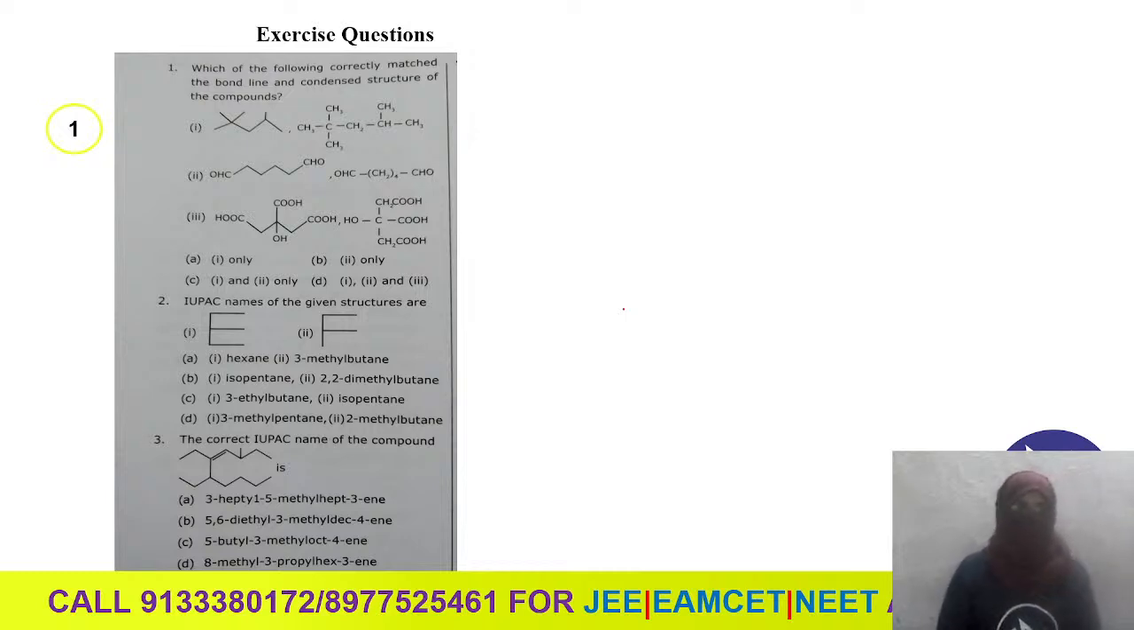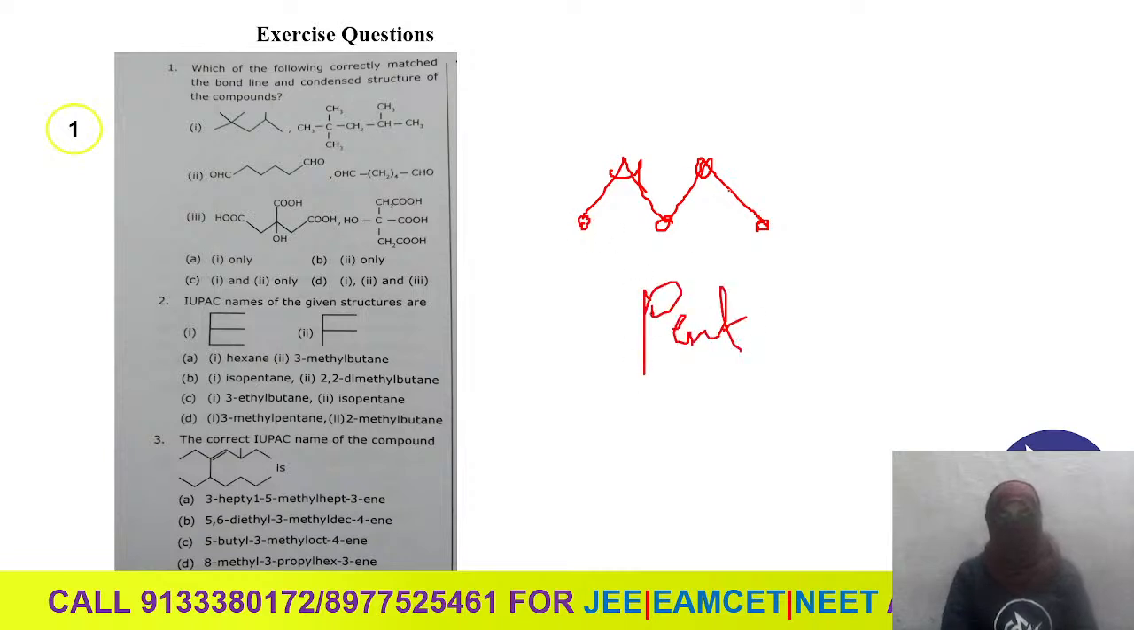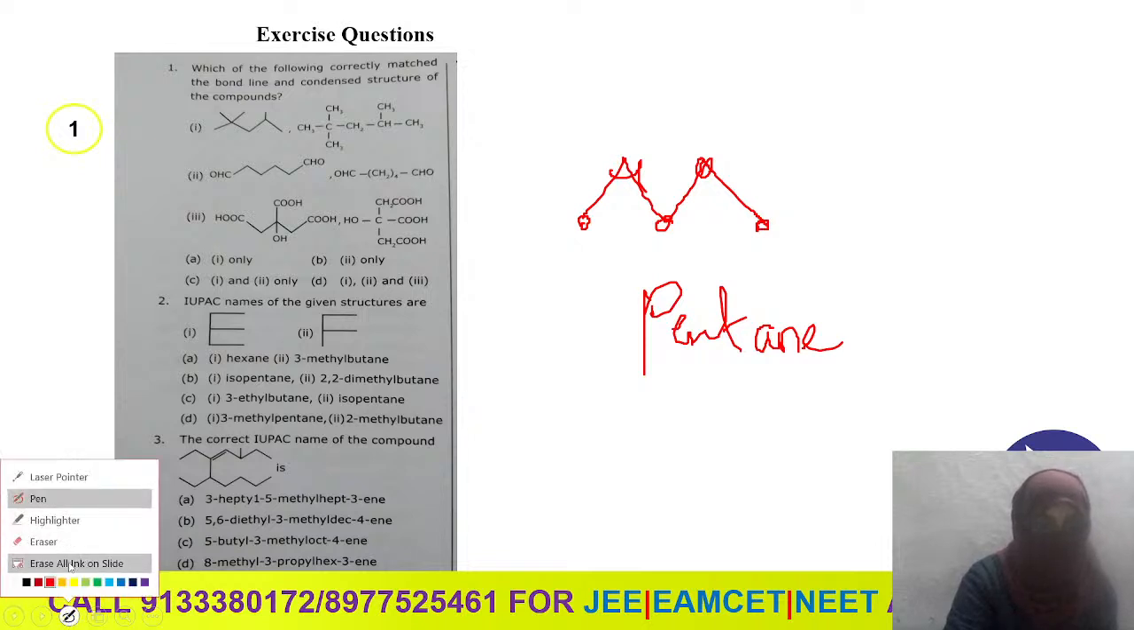Here, which of the following correctly match the bond line and condensed structure of the compound? Hope you know the bond line formula. I told you that bond line is nothing but, see, an example like this. So what is this? Yeah, this is M, right? Alphabet M, we call this as M. But chemistry says that every corner is carbon. Hence, this is 1 carbon, 2, 3, 4, 5 carbon. 5 for pent. You find carbon, carbon, carbon, carbon, single bond, single, single, ane. Hence, the name of the compound is pentane. Hence, this is the pentane bond line formula.